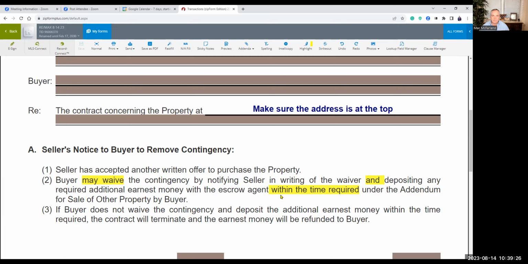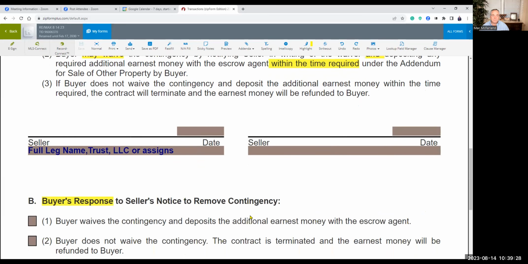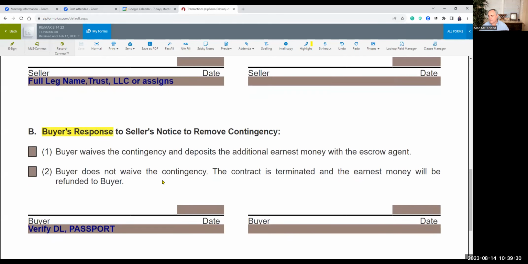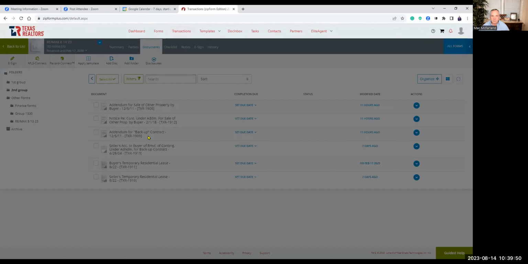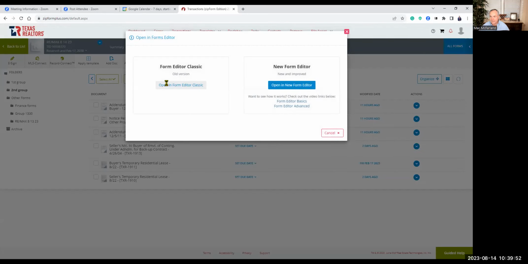Here's what we have, right? And this is the buyer's response. So when you're looking at the buyer's response, the buyer waives or does not waive. And if they do not waive it, the contract is terminated and the earnest money will be refunded to the buyer. So easy to work with. So let's do this one real quick. Buyer's backup.